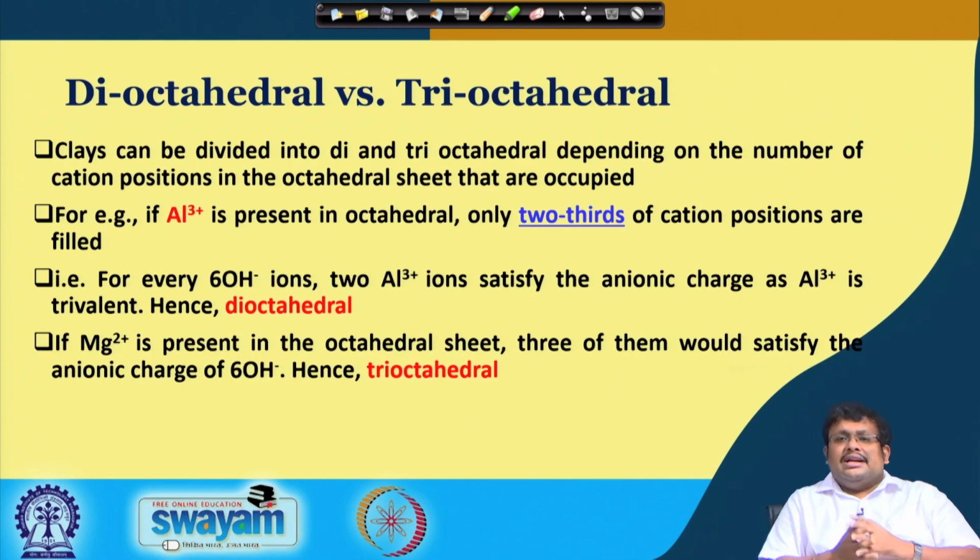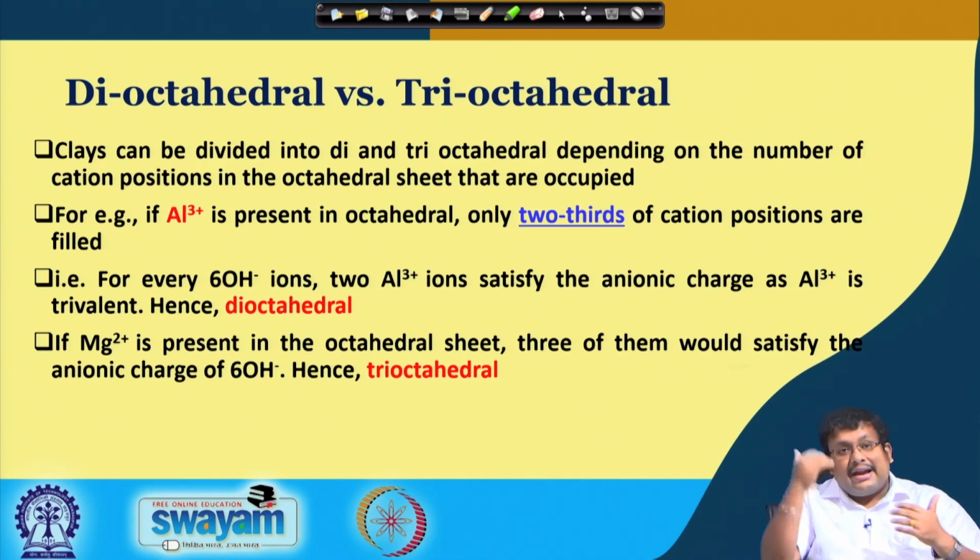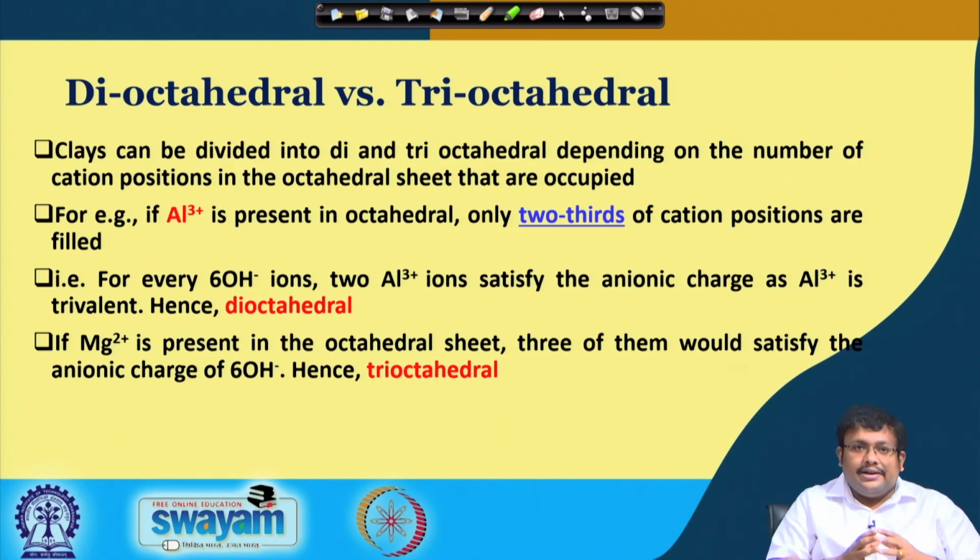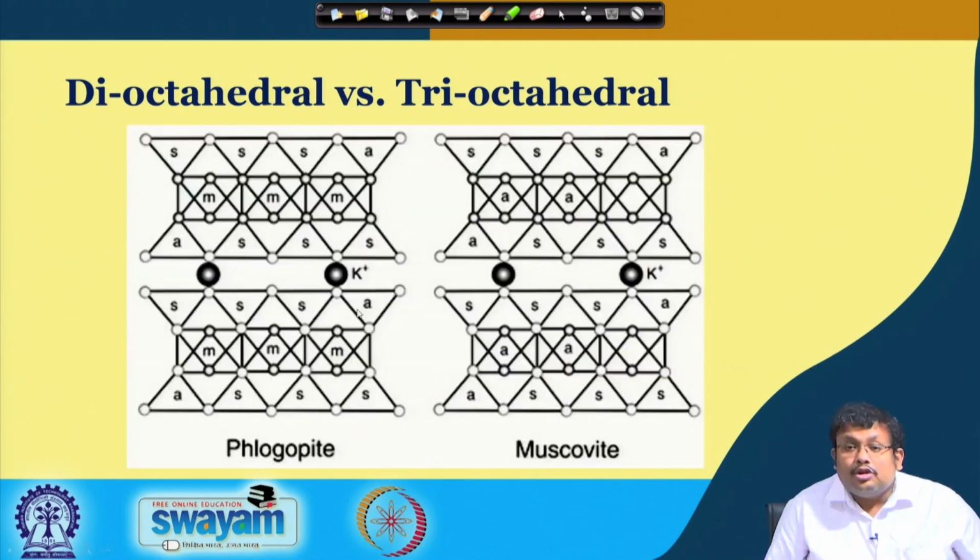One more thing comes to mind while we discuss the structure of clay minerals, that is dioctahedral and trioctahedral. You will encounter these terms frequently in the coming slides while we discuss the different types of clay mineral structure. So, what is the difference? Remember that clays can be divided into di- and trioctahedral depending on the number of cationic positions in the octahedral sheet that are occupied. For example, if aluminum is present in the octahedral sheet, only 2/3 of the cation positions are filled. If we go to the next slide, it will be more clear.